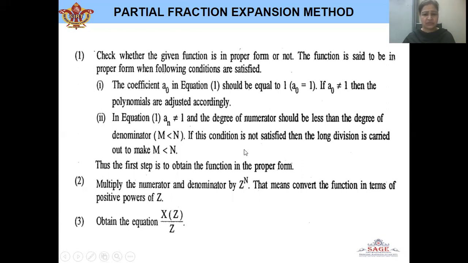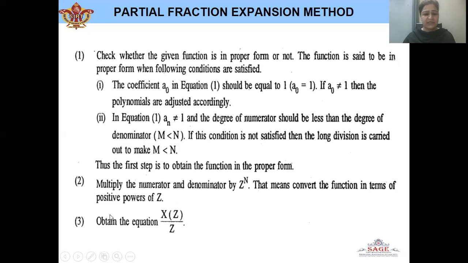If this condition is not satisfied, then the partial fraction expansion method is not used and generally the long division method is used. And if we want to find it by using partial fractions, then we have to divide the numerator by the denominator so that the degree of the numerator becomes less than the degree of the denominator. Now, the first step to obtain the function in proper form is to multiply the numerator and denominator by z raised to power n. That means we will convert the function in terms of positive powers of z.